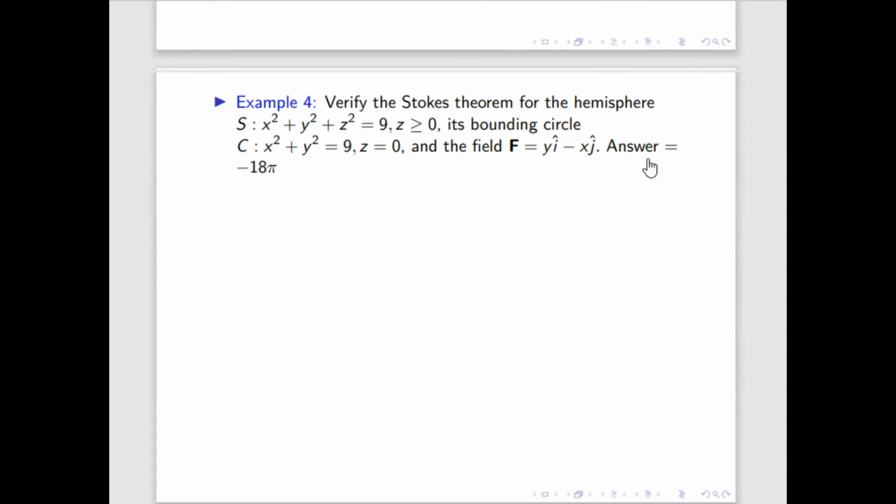Sir, will the exam say which method to use? If it is not given, you can use any method. If it is given, then you cannot use any method. Like if it says verify Stokes theorem, then you have to use only Stokes theorem. And if it is a question like example 4, verify the Stokes theorem, that means you can use the Gauss divergence theorem.